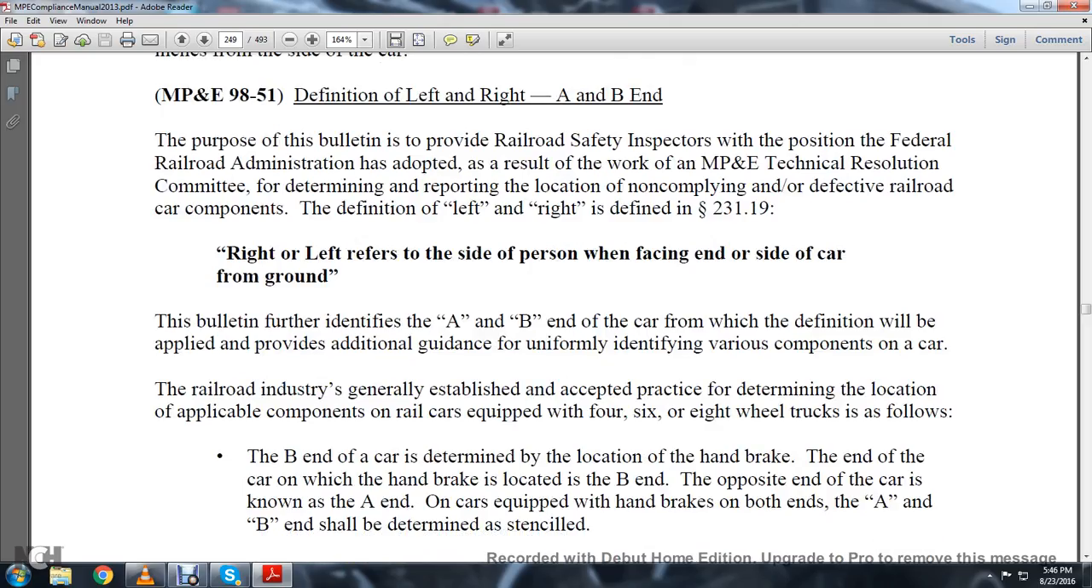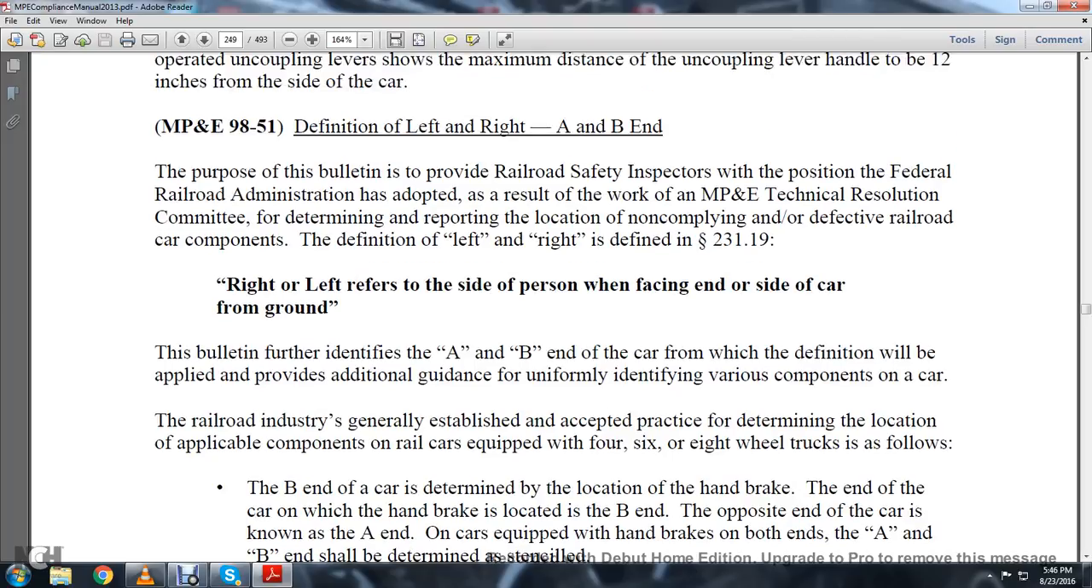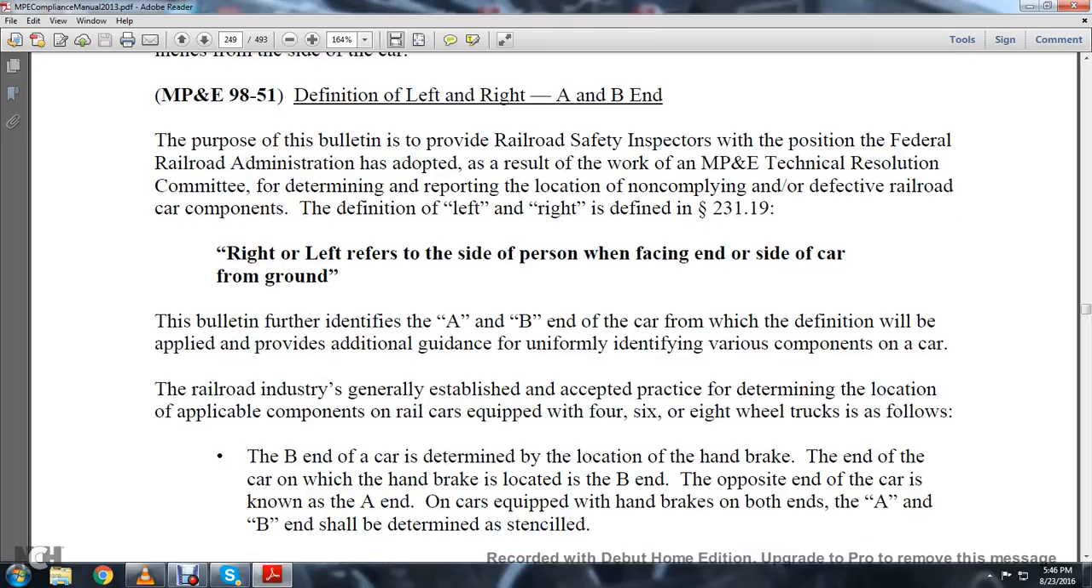The railroad industry generally follows an accepted practice of determining the location of applicable components for railroad cars equipped with 4, 6, or 8 wheels or trucks, as follows. The B end of the car is determined by the location of the handbrake. The end of the car on which the handbrake is located is the B end. The opposite end of the car is known as the A end. On cars equipped with handbrakes on both ends, the A and B ends shall be determined and stenciled.